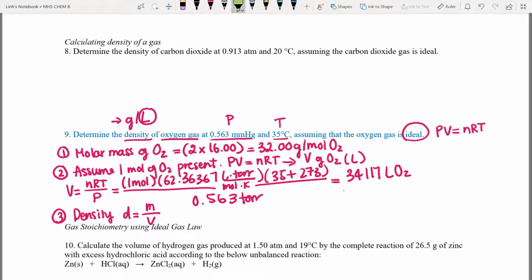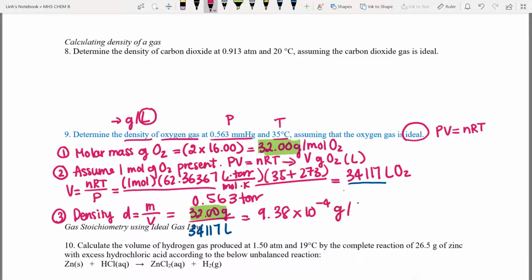And mass we have found here to be 32 gram, and that's per mole. So 32 gram over, I have just found my volume. So that's this number. So I'm going to write that as 34,117 liter. And that would give me the density of oxygen, or O2, would be 9.38 times 10 to the negative 4 gram per mole.